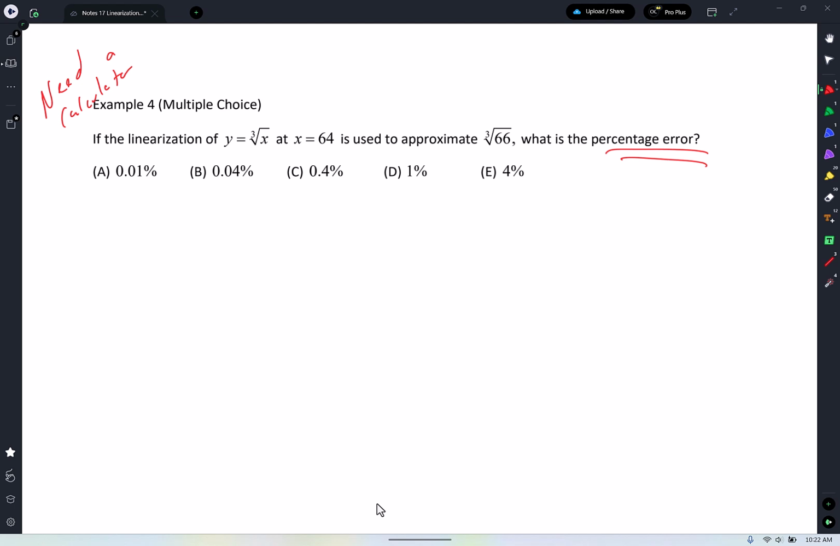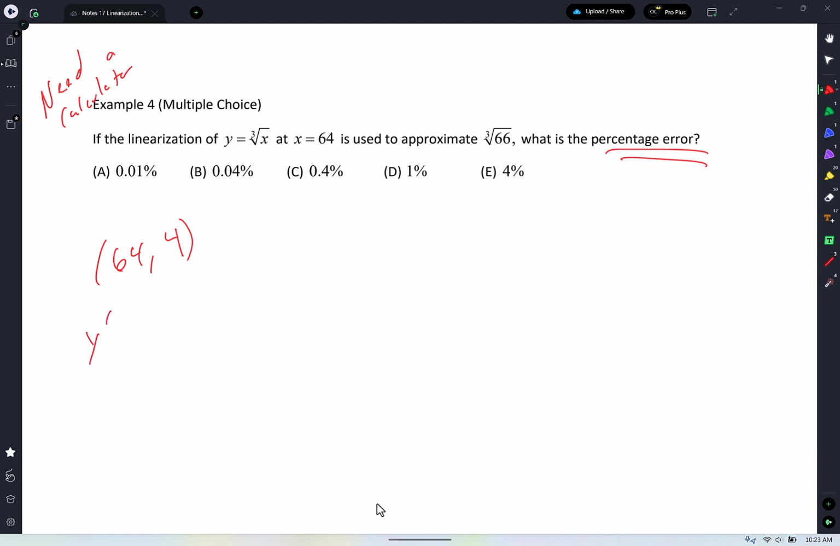If the linearization of the cube root of x at 64 is used to approximate the cube root of 66, what is the percent error? All right. First, tangent line, guys. So here's my tangent line. 64, comma, what's the cube root of 64? 4. Plus you have a calculator for that one. So you could have used it. All right, next, I need a tangent line.